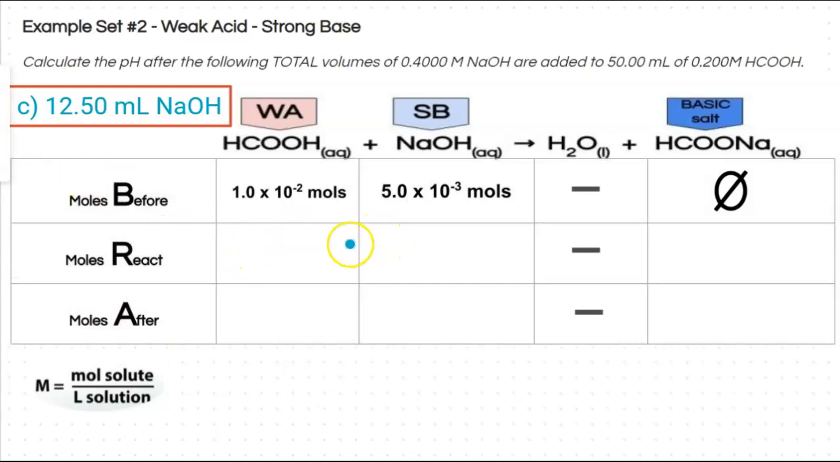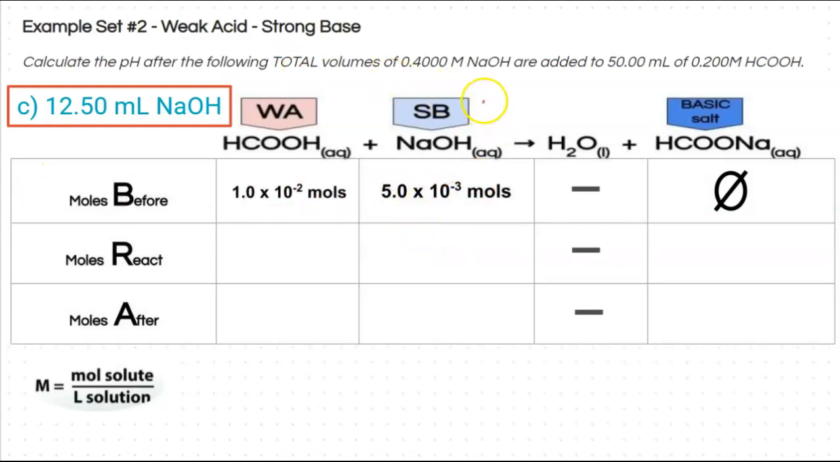So just like in the previous example, I know I'm going to lose X amount of one of these. When I look at the values, I've got 1 times 10 to the negative 2 and 5 times 10 to the negative third. This is a smaller amount, so it's going to be used up.